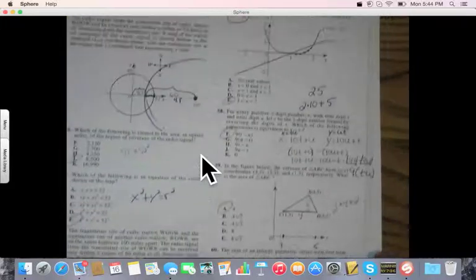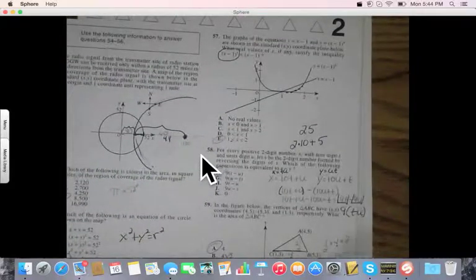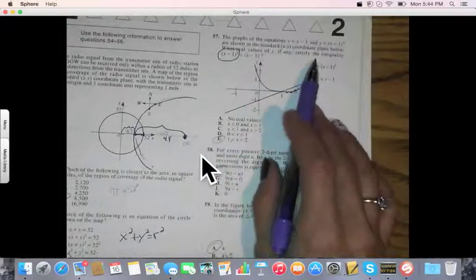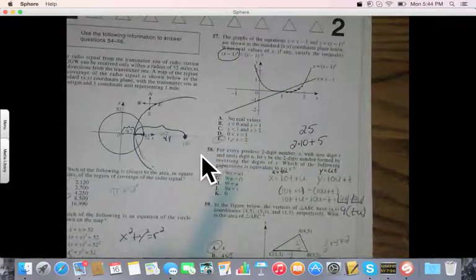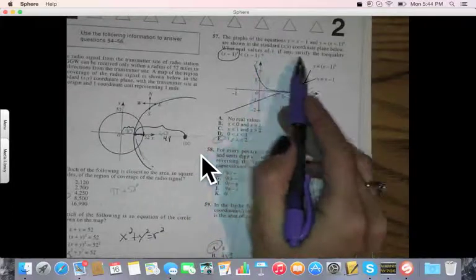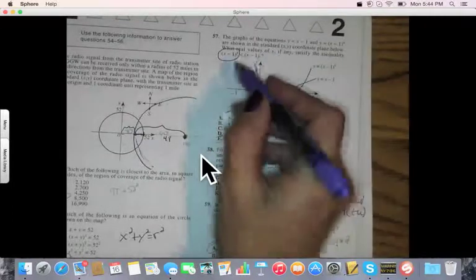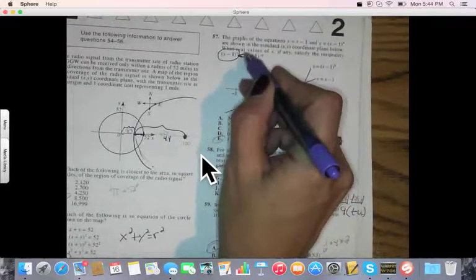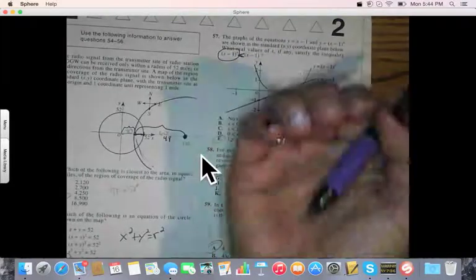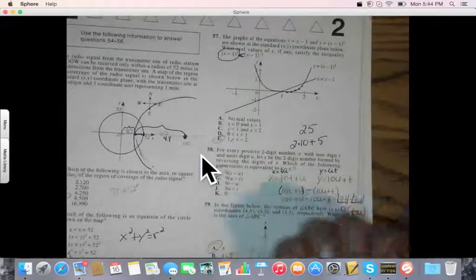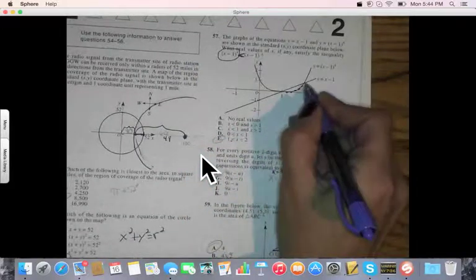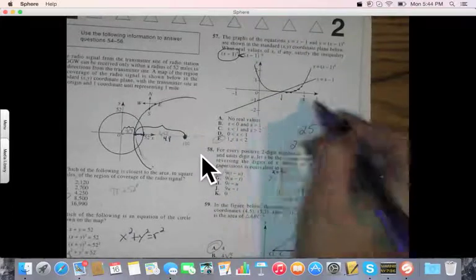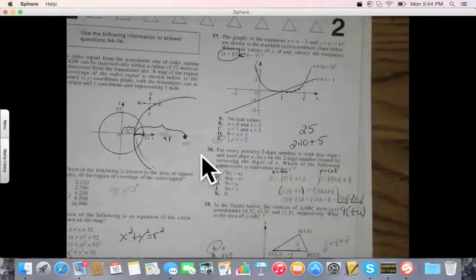Number 57, we've got a quartic equation and a line, and they've graphed them for us. And they want to know for what values of x, if any, satisfy the inequality where the quartic is smaller than the line. So you want the quartic to be below the line. That makes the y value smaller. And you can see that happens right here. And so for the x-axis, that starts at 1 and stops at about 2. So it's from 1 to 2.